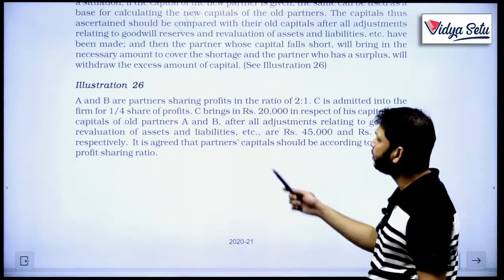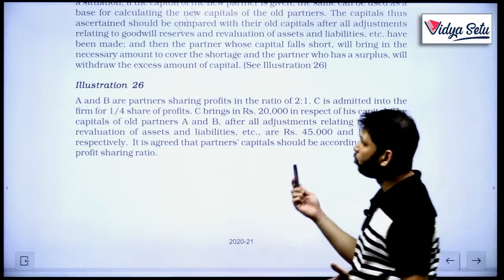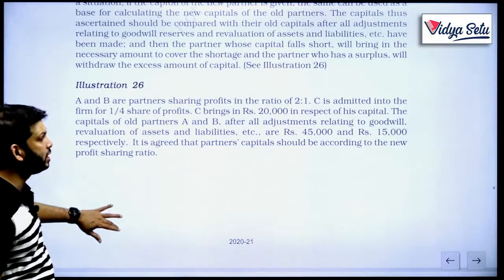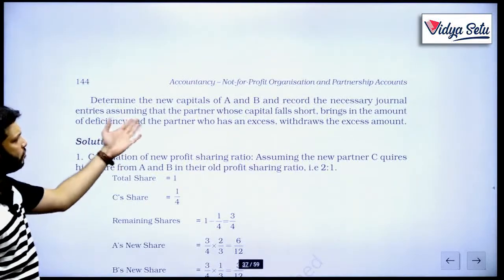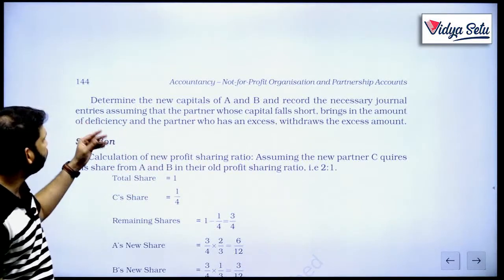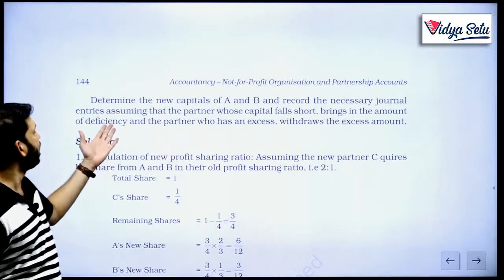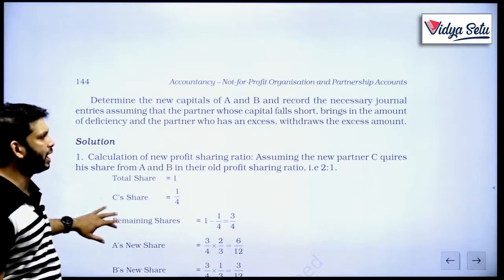It is agreed that the partners' capital should be according to the new profit sharing ratio. Now what is the new profit sharing ratio and how should the partners' capital be made in accordance with that? Let's understand. Determine the new capitals of A and B and record necessary journal entries, assuming that the partner whose capital falls short will bring in the amount of deficiency and the partner who has an excess withdraws the excess amount.